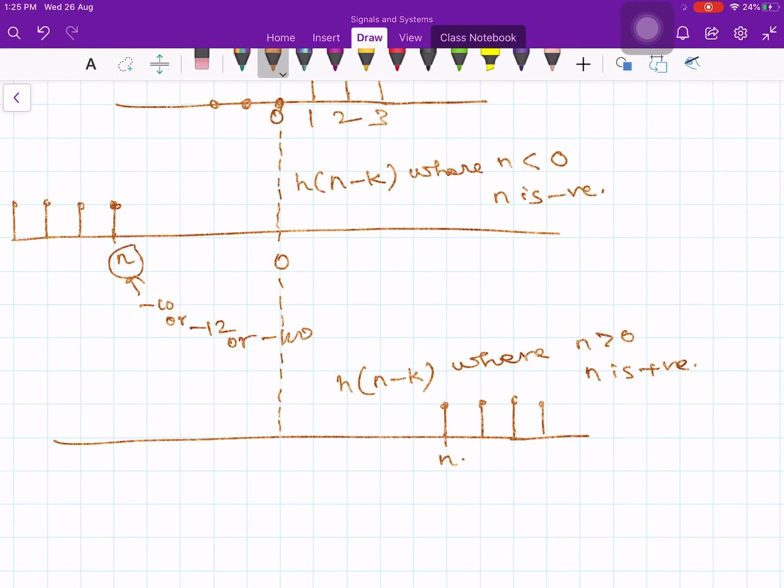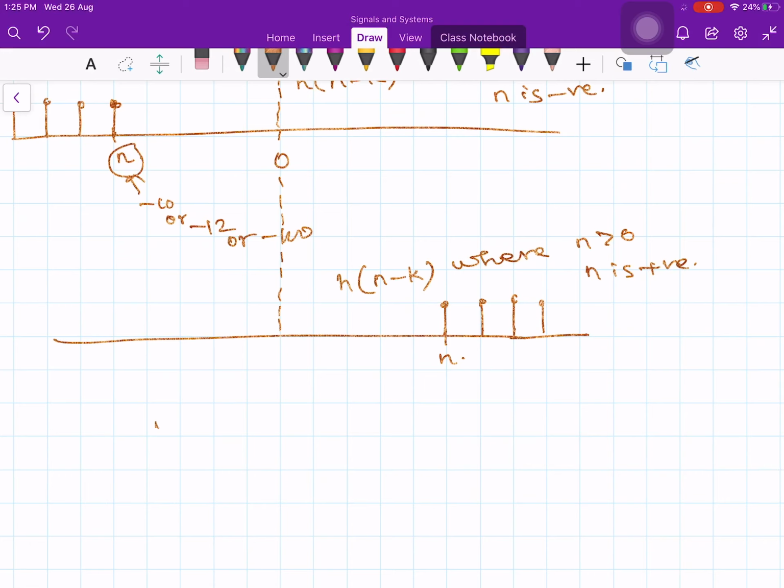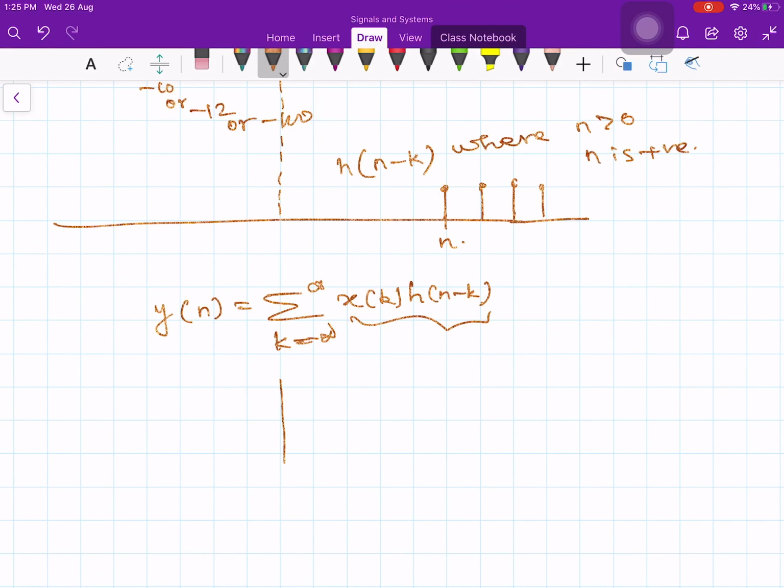Now what does our convolution say? Our convolution is equal to summation over k is equal to minus infinity to plus infinity x of k times h of n minus k. Now you take these two, multiply and then sum. So x of k looks like this, it keeps on reducing. This is my x of k.